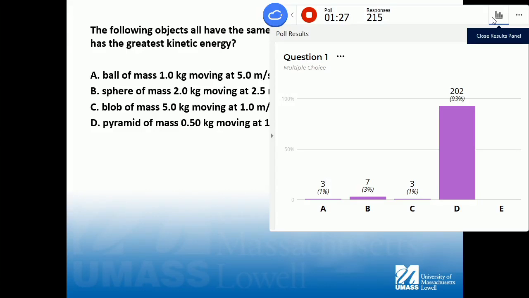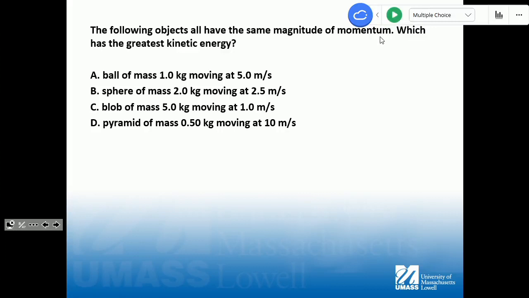So I'm going to close out of this. What we find is that the smallest object, the one with the smallest mass, has the greatest kinetic energy if all of them have the same momentum. Indicating that there must be some relationship between the momentum of a system and its kinetic energy. Everyone with me so far? Okay, let's actually look at that relationship.